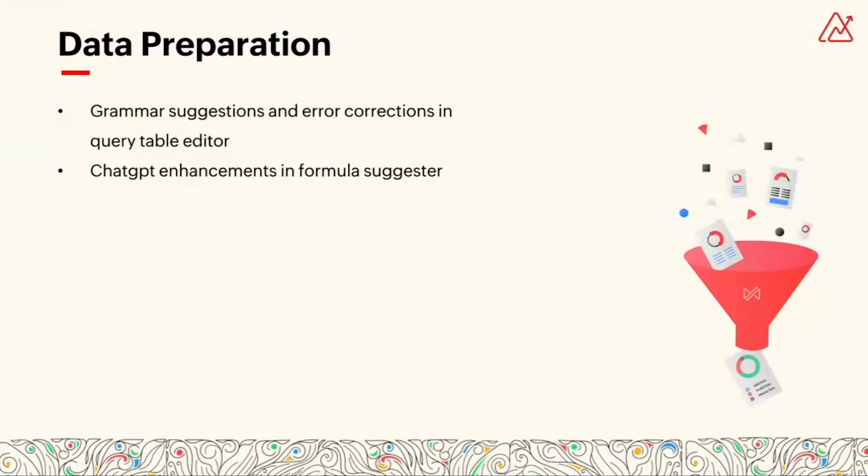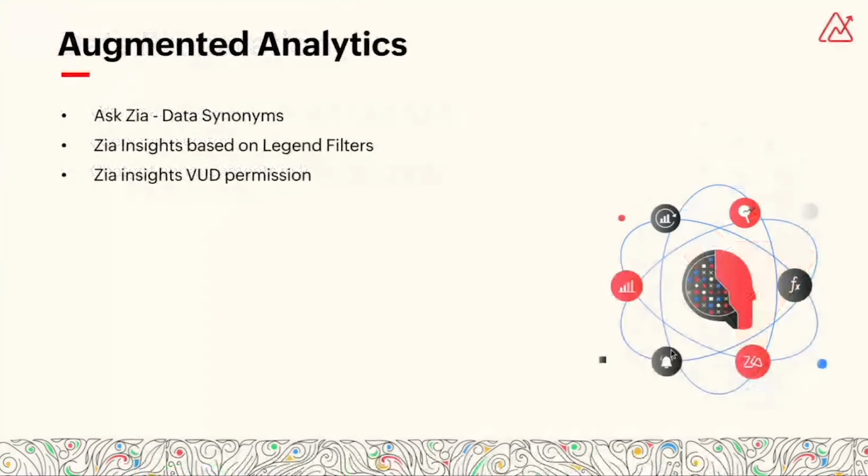Moving on. So that's all we have from the data preparation layer. The next is augmented analytics. Any feature that uses AI-based capabilities is what we call augmented analytics. Under Augmented Analytics, we have Ask Zia and Zia Insights. So let's quickly see the updates from these two.